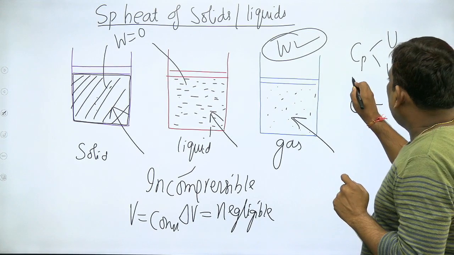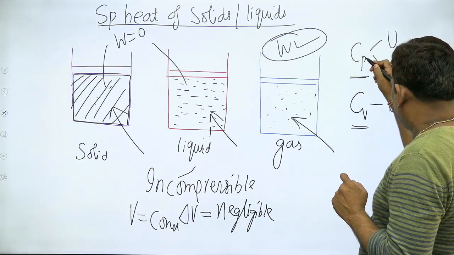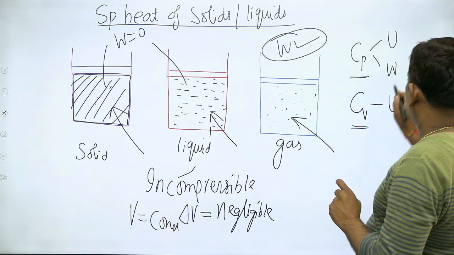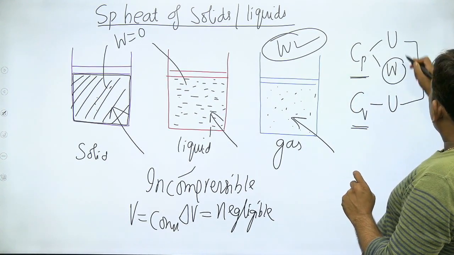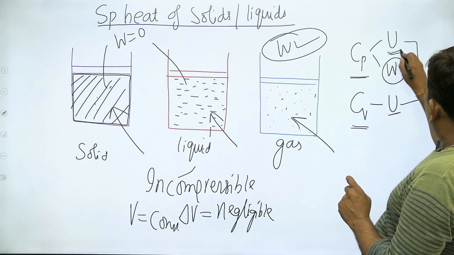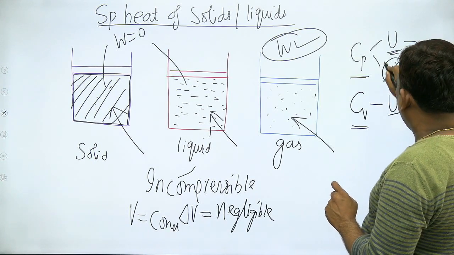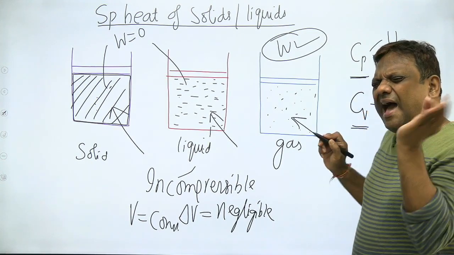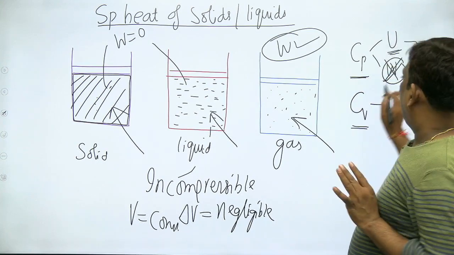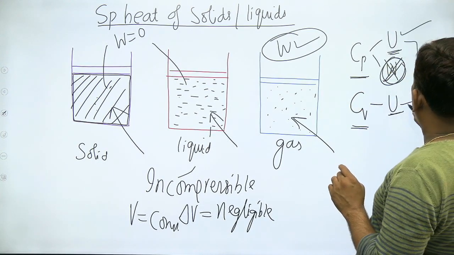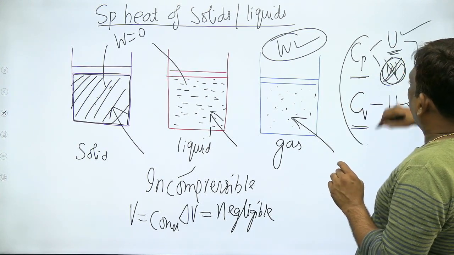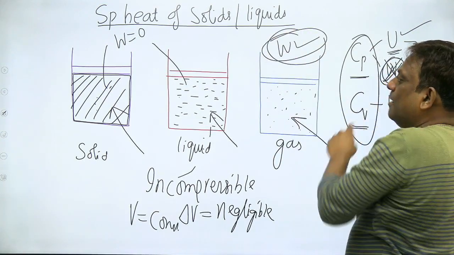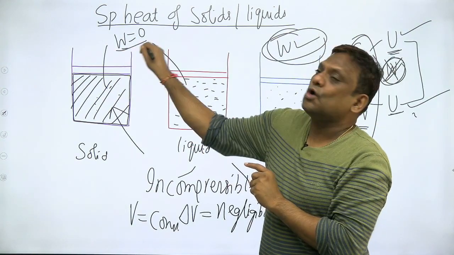Now tell me why the difference is coming between these two. The reason is just because of this. In both, the common term is U, but W is coming extra. That's why there is a difference between these two. Imagine W to be zero, when it has only U. When both have U, then CP and CV will be same. So please note down that in gases there is W here, but in solids and liquids W is almost zero.